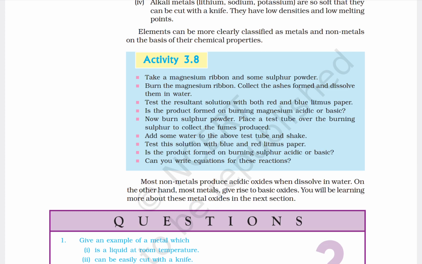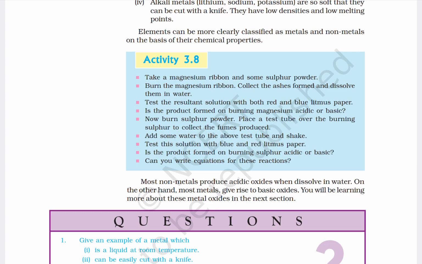Here we are having one particular activity. In this, we take a small piece of magnesium ribbon and burn it in the air. Collect the ashes formed and dissolve them in water. Test the solution with red and blue litmus paper. The solution turns red litmus paper to blue, indicating it is basic.